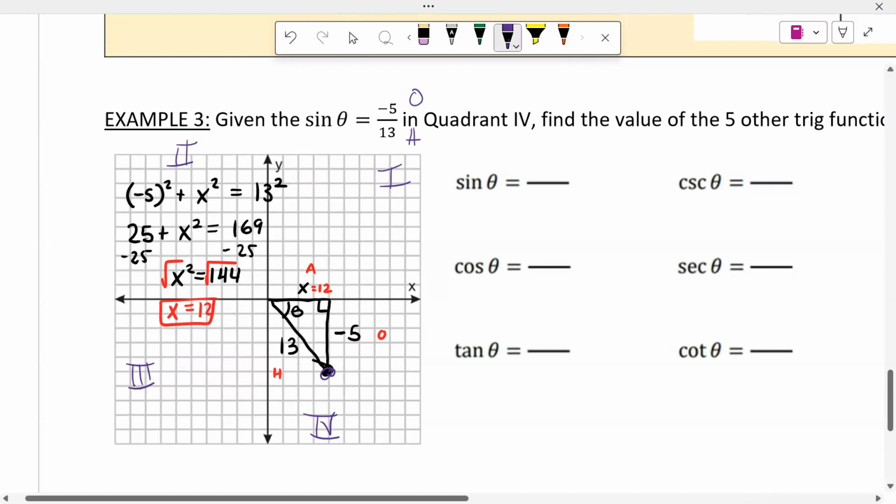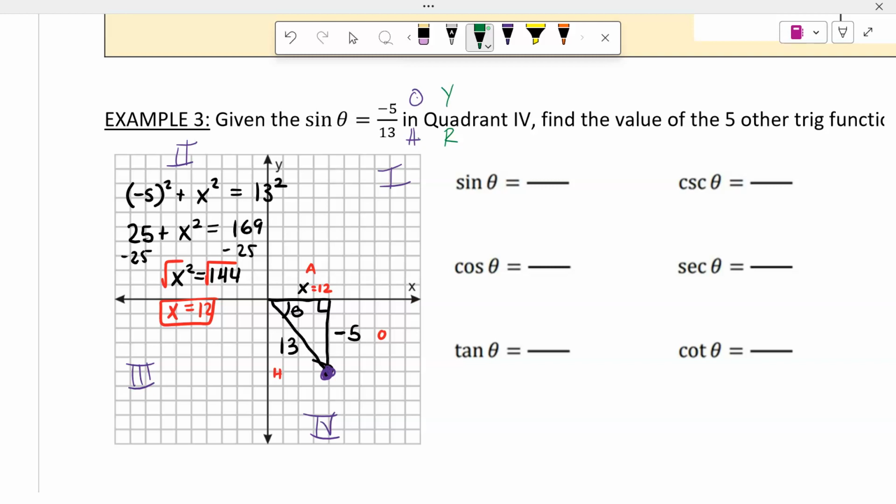So step 1, we're going to plot that point, right? We're going to go O over H. Remember, opposite is now y, or sine is now y over r. The hypotenuse is the radius of the circle. So we know when we plot this point, we're going to have to go down 5, and then we're going to have to go a hypotenuse length, this terminal side, it's going to have to be 13 long. So we have a right triangle.